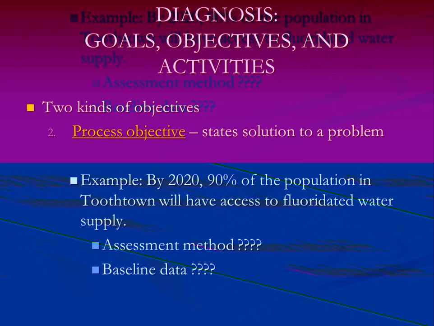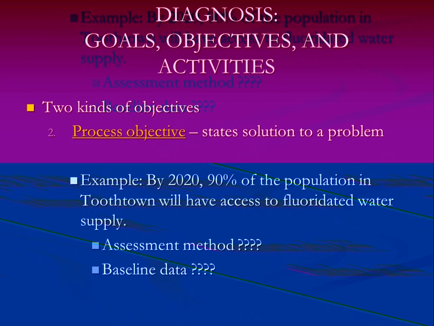The other type of objective is a process objective. The process objective actually states a solution to the problem. So we're actually going to talk about the oral health promotion activity in this objective. So for example, by 2020, 90% of the population in Toothtown will have access to fluoridated water supplies.